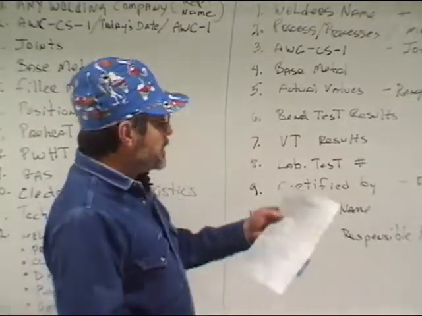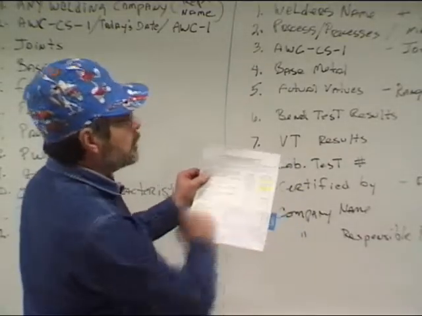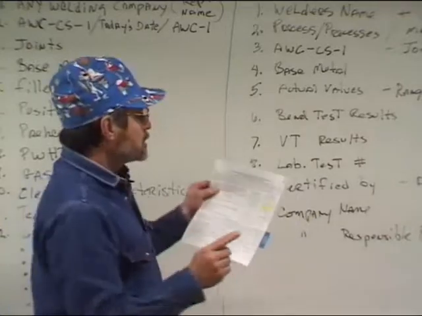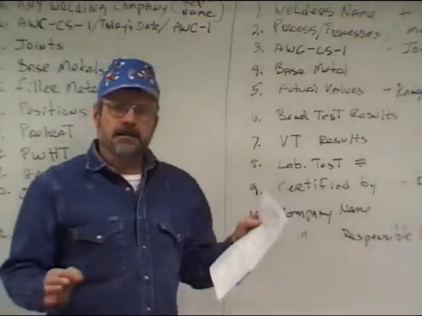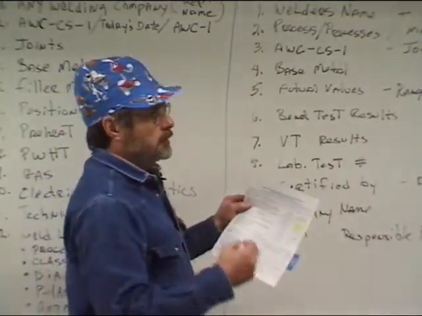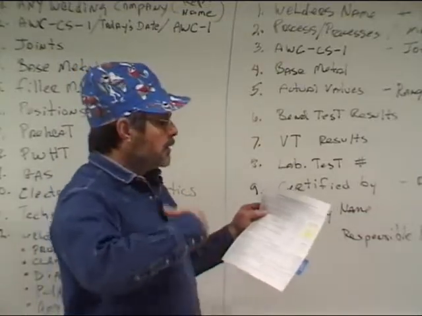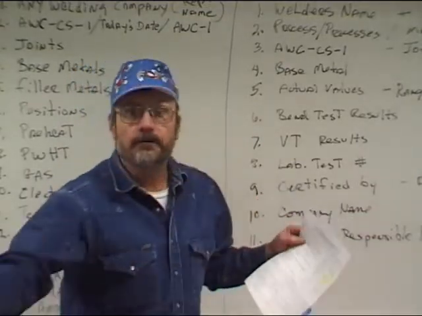And then ASME P number. Well, we did it P1 to P1. But under the ASME code, if a person passes this test, they're qualified to weld on materials that are P1 through P11 plus a couple of others.